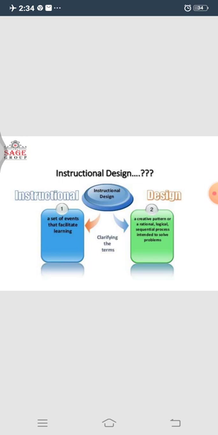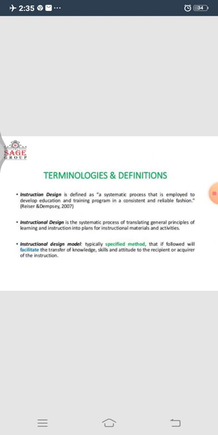Now instructional and design. By instruction we mean a set of events that facilitates learning, how we will proceed. And design means, as we have already done, a sequential process for a particular problem. According to Reiser and Dempsey in 2007, instructional design is defined as a systematic process that is employed to develop education and training programs in a consistent and reliable fashion.